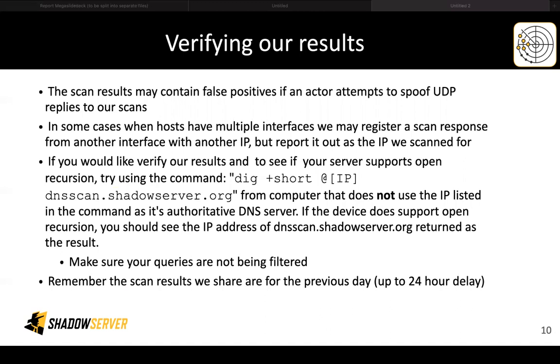If you would like to verify our results and to see if your server supports open recursion, try using the command dig +short at your IP, dnsscan.shadowserver.org, from a computer that does not use the IP listed in the command as its authoritative DNS server. If the device does support open recursion, you should see the IP address of dnsscan.shadowserver.org returned as the result. Make sure your queries are not being filtered. Remember, the scan results we share are always for the previous day, with up to a 24-hour delay.